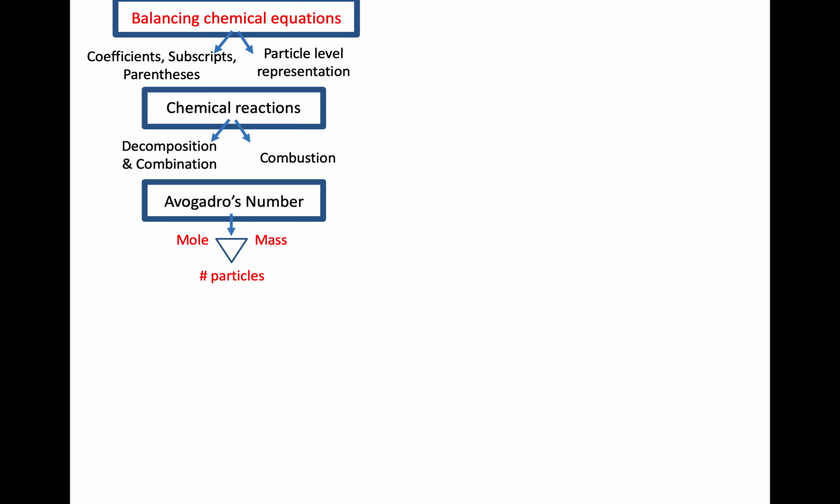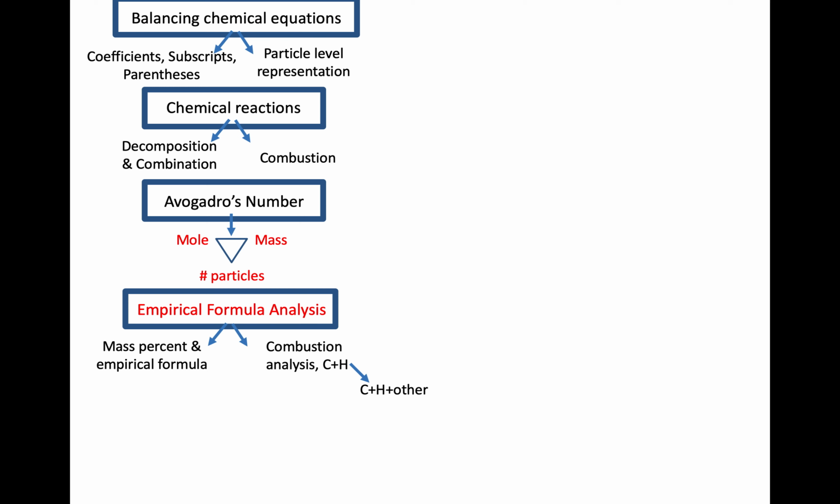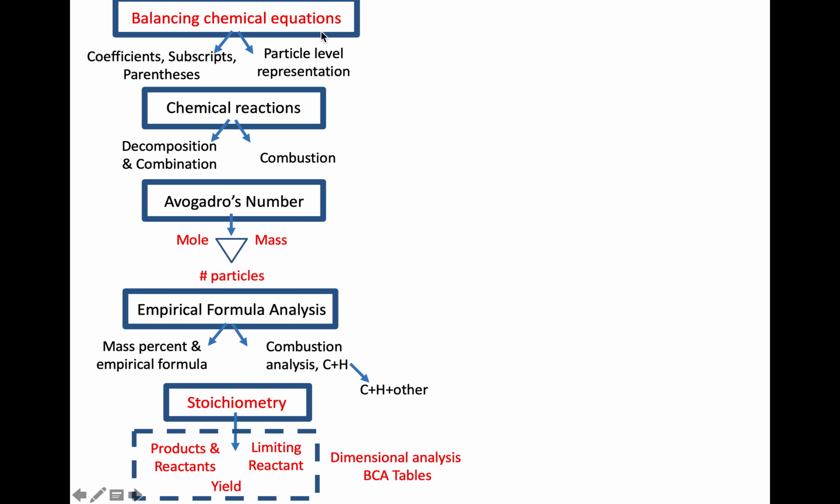This chapter began by looking at the information within a balanced chemical equation, went on to do conversions between mole, mass, and number of particles. When it moved on to empirical formula analysis, notice that didn't include a balanced chemical equation. You don't know the balanced chemical equation. You're doing conversions between mass and moles, but you don't have a reaction that you're working from. With stoichiometry, you're back to having a balanced chemical reaction.